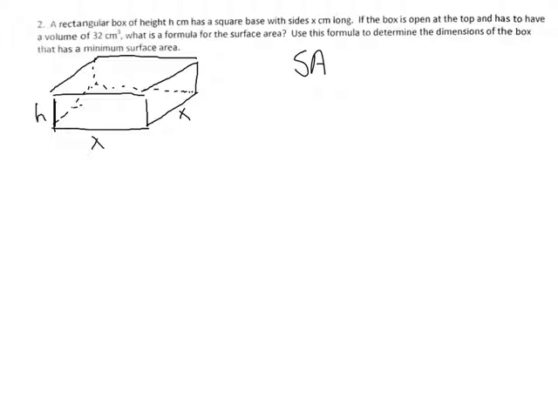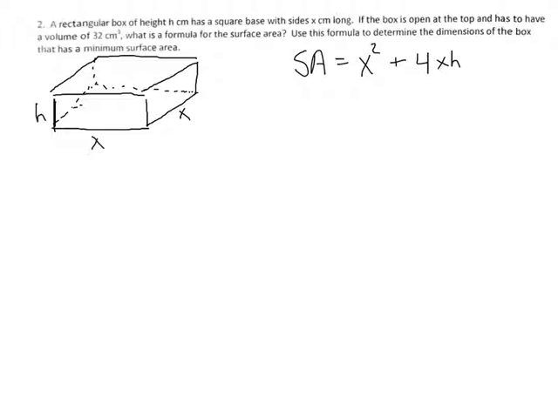Surface area for this, we have a base that is x squared, and then we have 4 sides, and all of them have the same dimension. They're all x by h. So we're going to have plus 4 of these, 4x times h's. And that's how we come up with surface area.